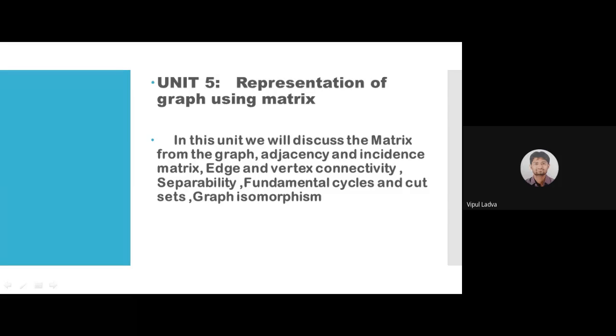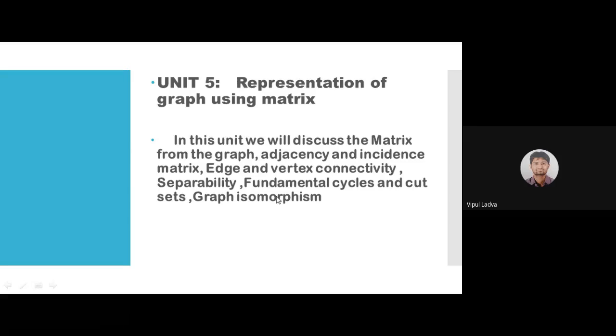Okay, now we are online, the recording is there. So let's move to the next unit, that is unit number 5. Now what is unit 5? Unit 5 is all about matrices. Now we are going to learn how we can represent a graph using matrices, using a matrix, is it?